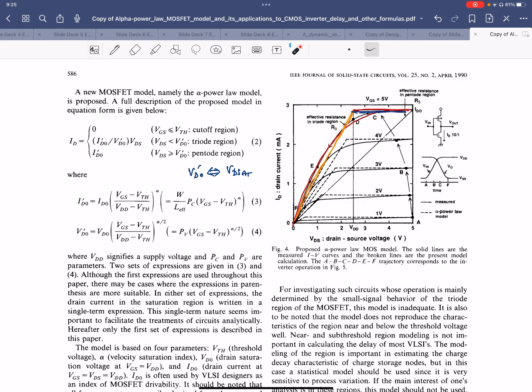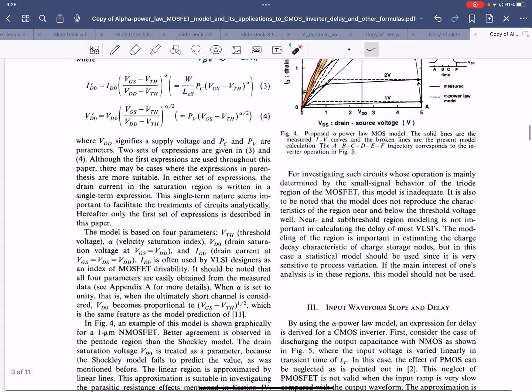And this is not supposed to be an exact model. It doesn't do a good job of predicting the current, like here you can tell it's not doing a really good job, but it does a good job at these endpoints. So this is basically one method of doing hand calculations.